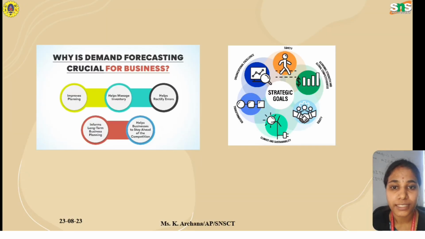Then demand forecasting. What do you think about demand forecasting? It's most important for proper planning and proper inventory management, and it helps us go in the right way. Then strategic goals. What are the strategic goals that are needed? We can take this case study itself. When we are in supply chain logistics, there should be a proper way and proper procedure to be followed, with the strategies that are needed.